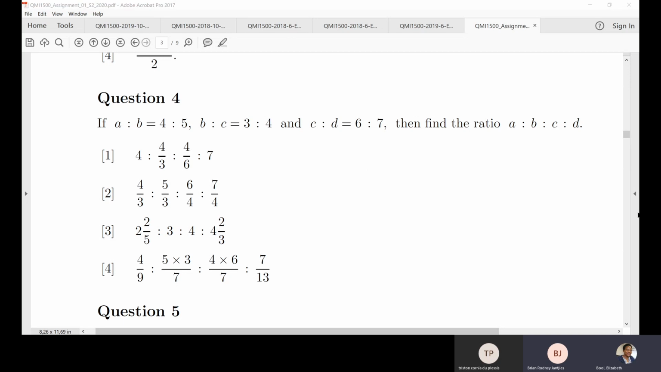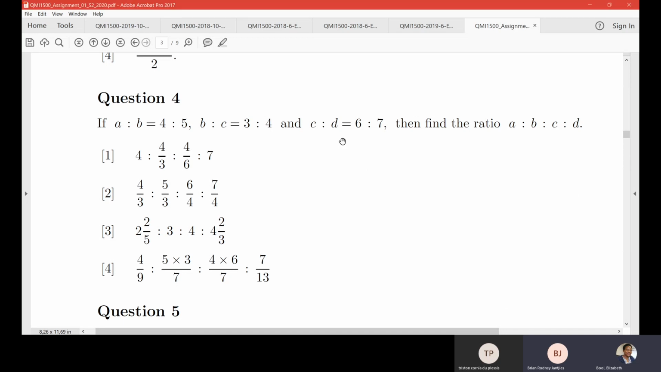But what you can do as well is, because we're given A and B, wait, let me just go back and see again now. Oh gosh. So yeah.